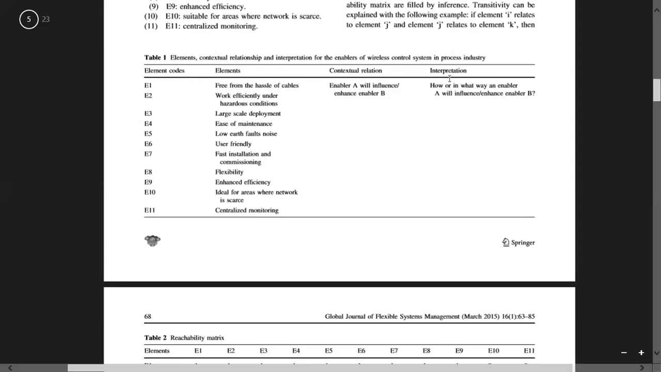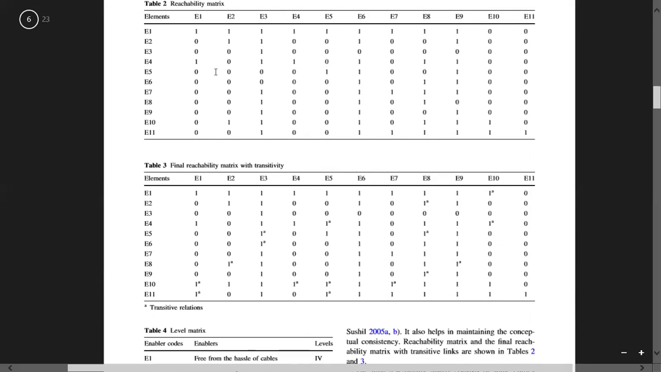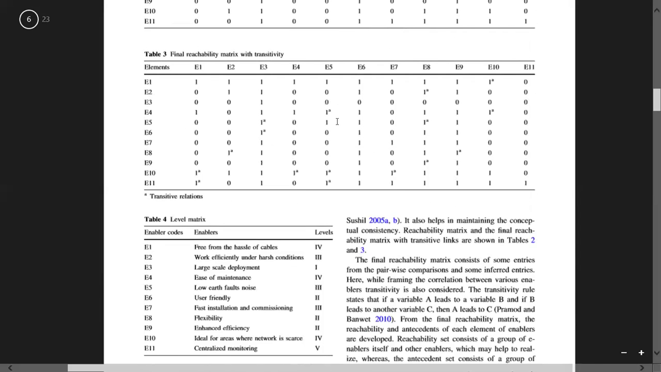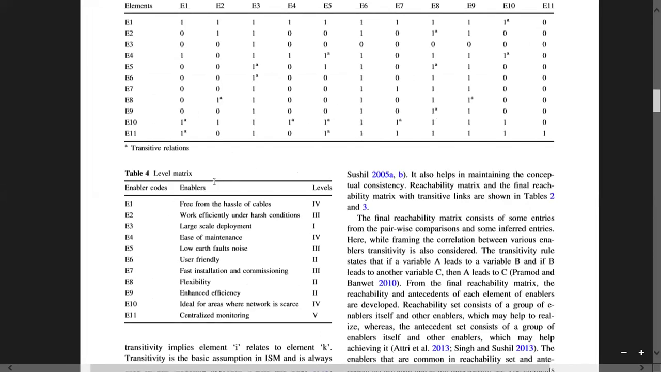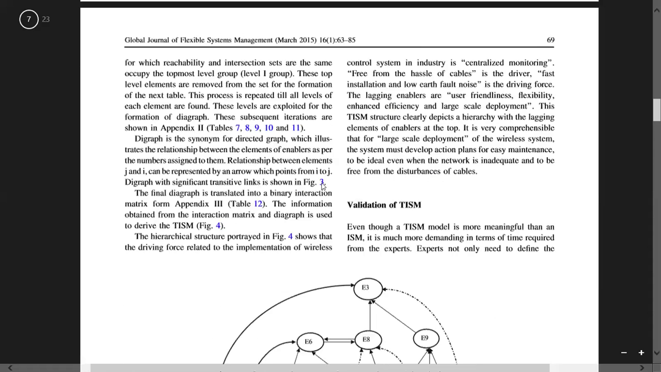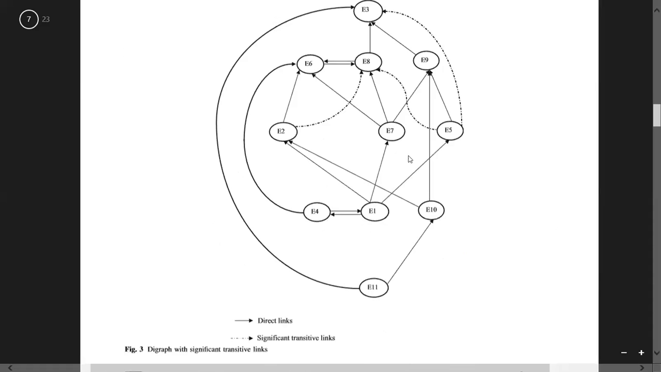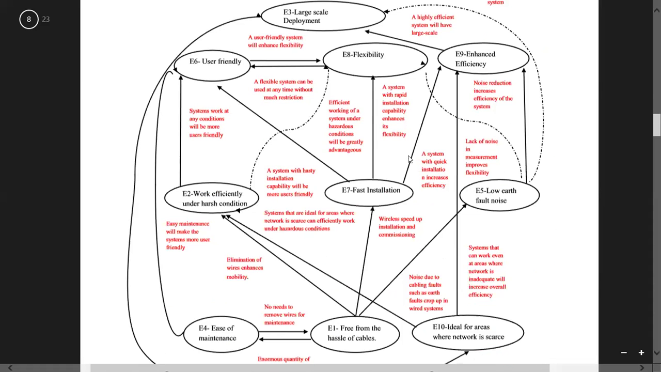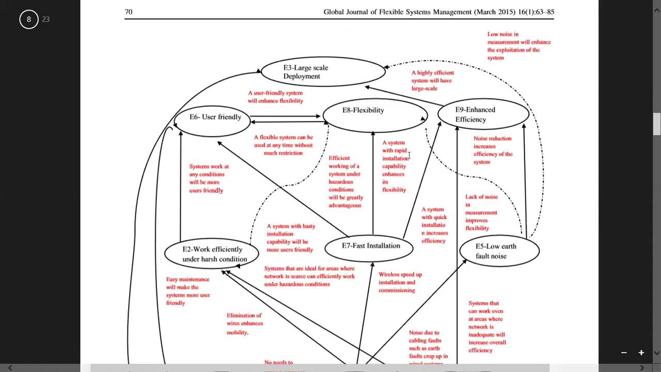These are the elements that they have given the interpretation for, etc. Then the reachability matrix, the final reachability with some stars. Then level partitioning, these are the levels. This will be the diagram, the initial one. And then this comes as you give the reasons for the same, why it is given.